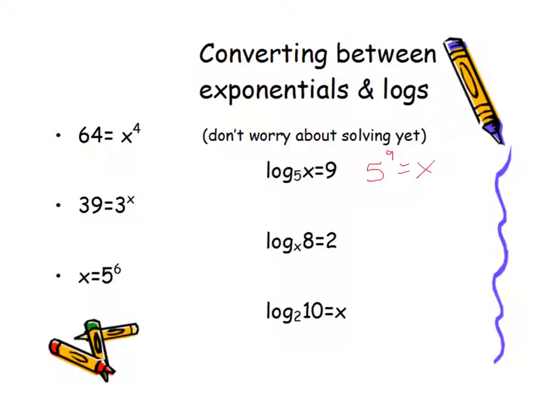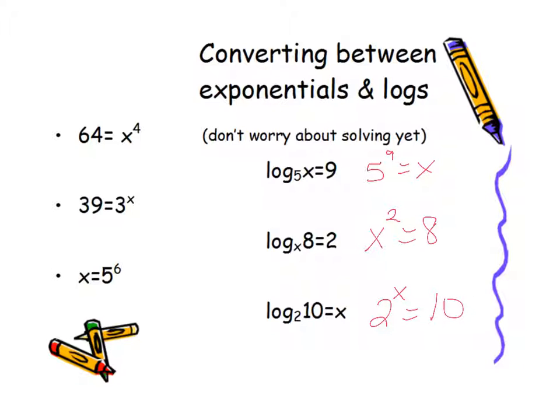Let's come to this next one. The base to this number equals 8. x to the 2nd power equals 8. Last one, I want you to try this one on your own. Convert this one to an exponential. Do the loop. You should have 2 to the x power equals 10.